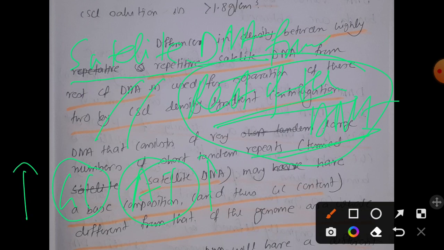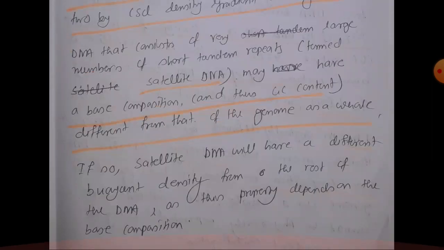After centrifugation we will get two bands, one for the rest of the DNA and another for satellite DNA, but it is not so in all cases. There can be situations when the average base composition of the satellite DNA is quite equal to that of the rest of the DNA. Under such circumstances it becomes very difficult to separate satellite DNA from the rest of the DNA with the help of equilibrium density gradient centrifugation.